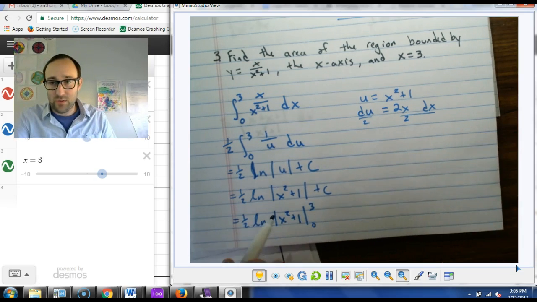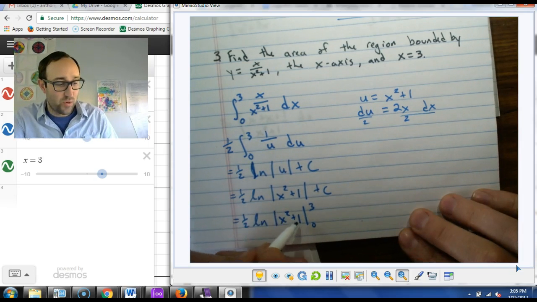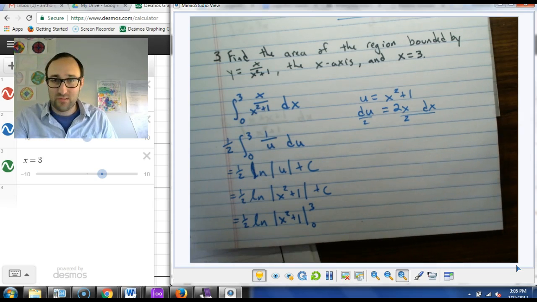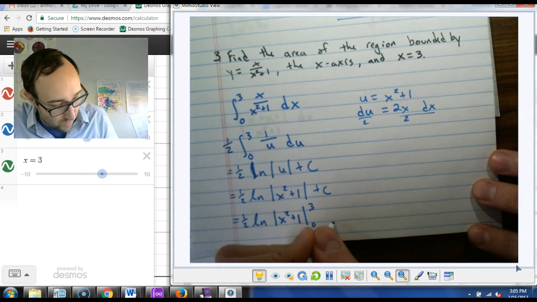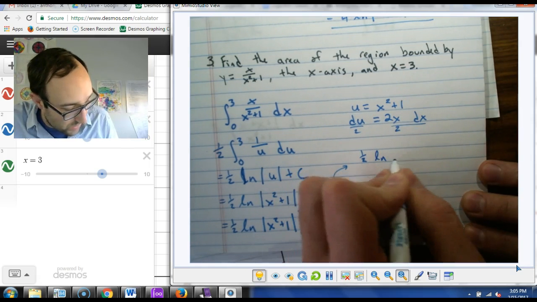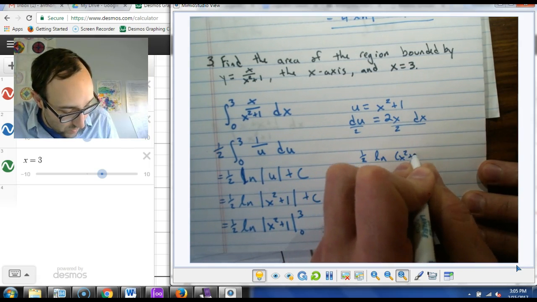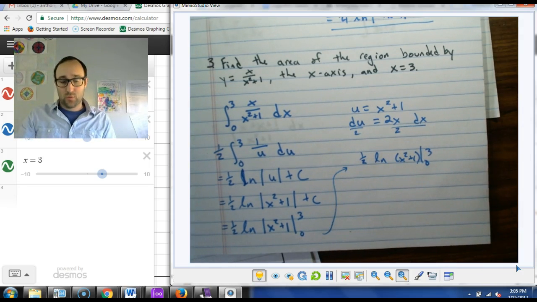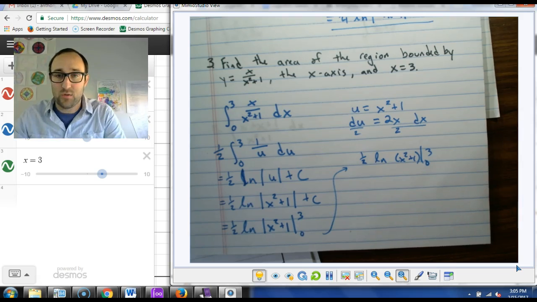Now here's something to think about. If I take x squared plus 1, isn't that going to be a positive no matter what? Do I really need this absolute value to say take a number, square it, add 1, then make it positive? That seems kind of ridiculous. I don't have to do that. So now I'm just going to say this is the same as 1/2 natural log of x squared plus 1, and then evaluate it from 0 to 3.